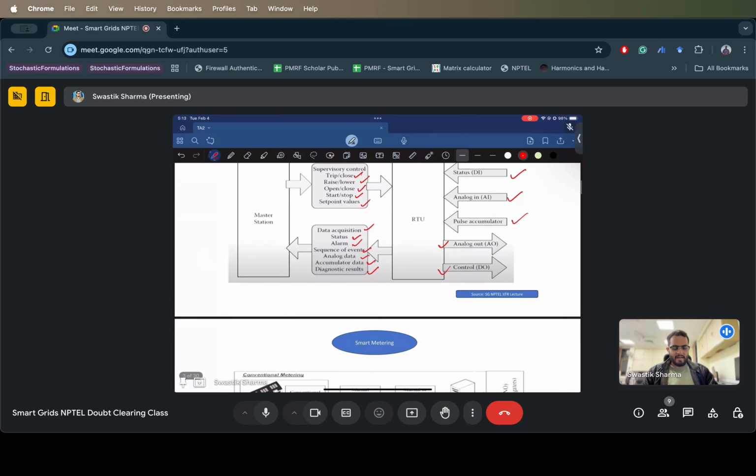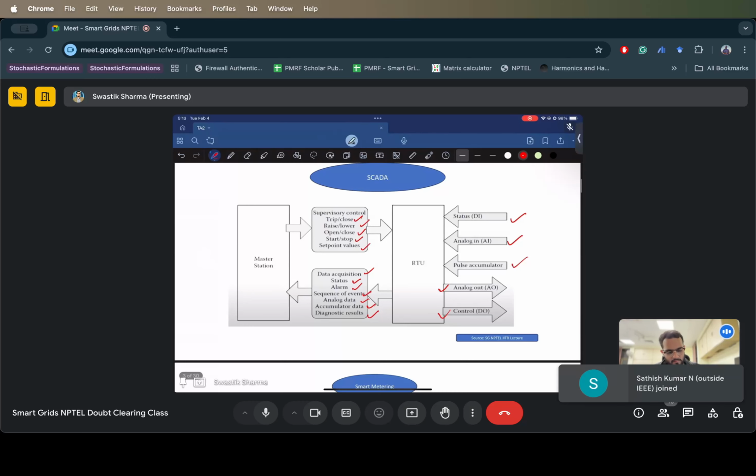So the RTUs are basically nothing but microprocessors, right? A microprocessor does nothing by itself. Whatever you ask it to do with respect to your analog or digital input output signals, it manipulates the data and sends it to you. So it's like a microprocessor that is used to transmit and provide data to the SCADA system.